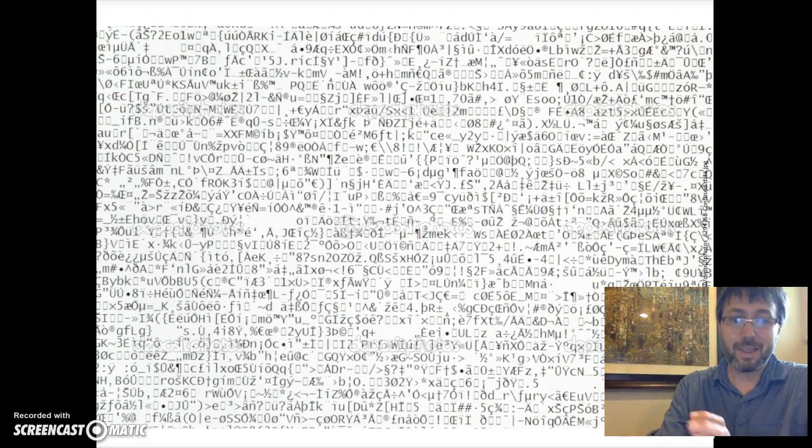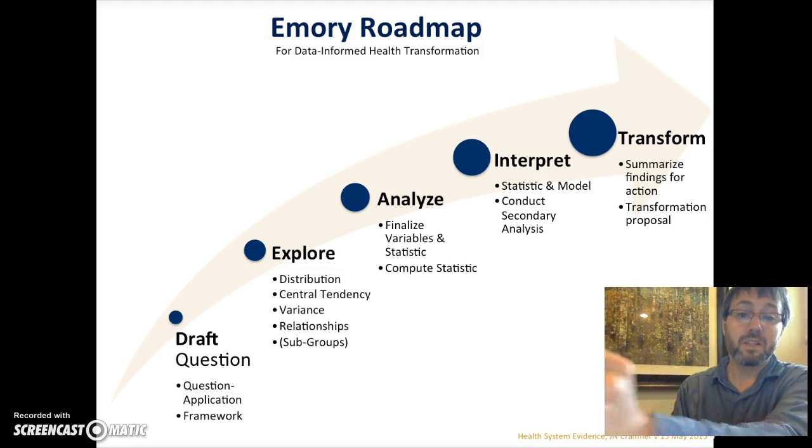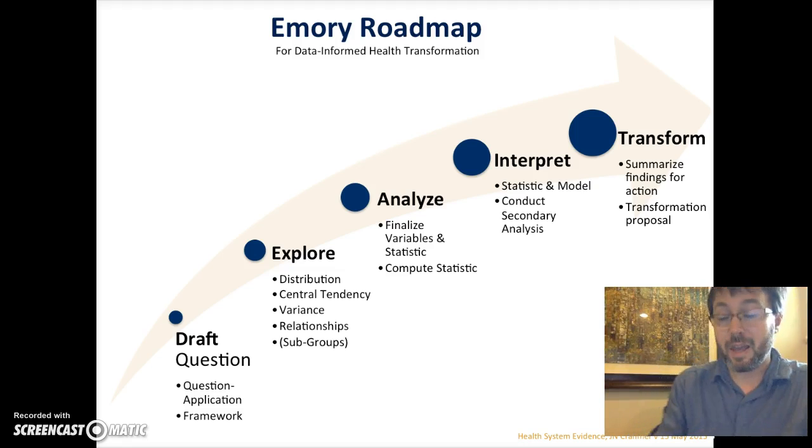And it looks something like this. But fortunately, we have our Emory roadmap for data-informed health transformation, and we're going to begin our time together by seeing how the exploration of variables, summarizing them visually and numerically, can help give clarity to understanding that information.